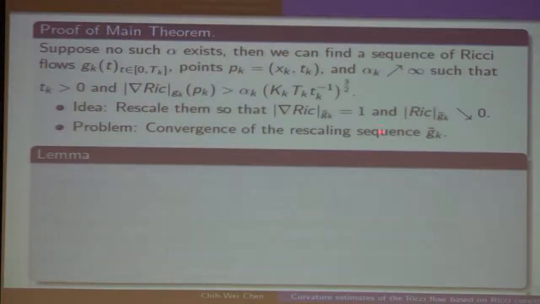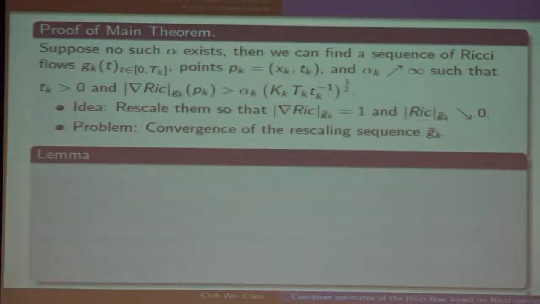Then, because Ricci curvature is bounded by K, right? So if the derivative of Ricci blows up faster than K to the power 3 over 2, then if we rescale it back, Ricci will go to 0, right? Because Ricci is much smaller compared to its derivative.